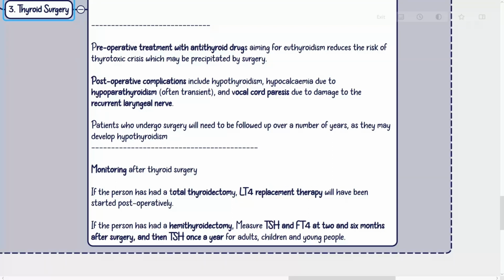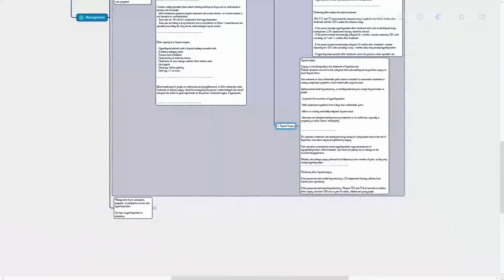If the person has had a total thyroidectomy, LT4 replacement therapy will have been started post-operatively. If the person has had a hemithyroidectomy, measure TSH and FT4 at 2 and 6 months after surgery, and then TSH once a year for adults, children, and young people.